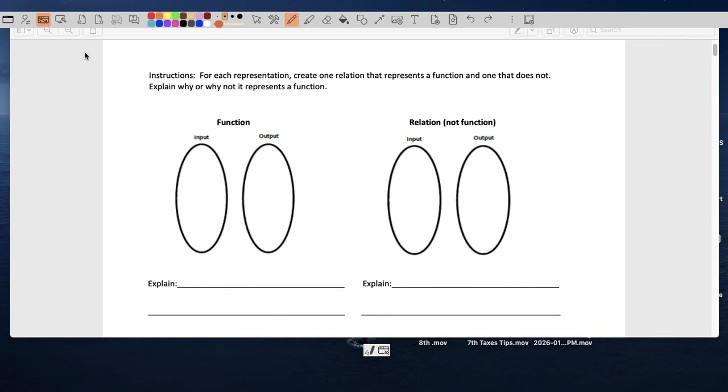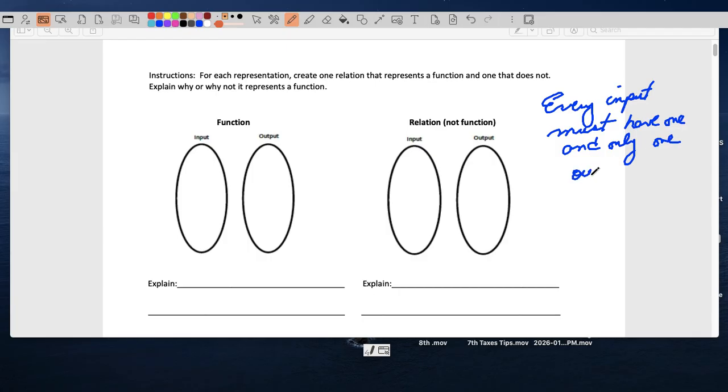All right, so in order for a relation to be a function, remember this. Every input must have one and only one output. Okay, so let me give you one that is.